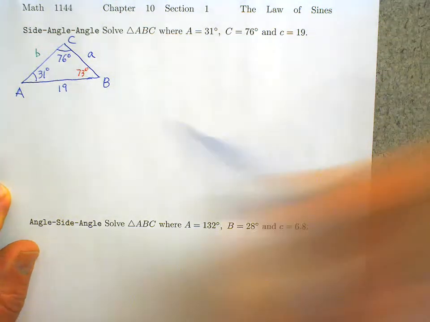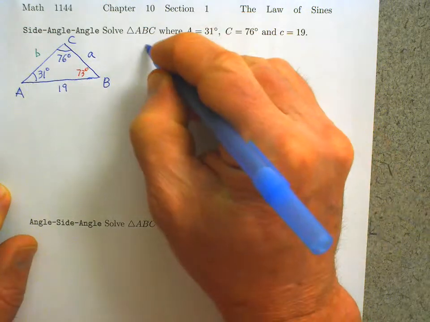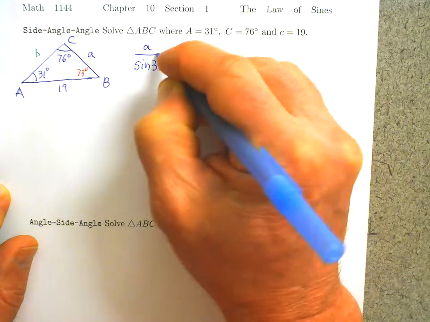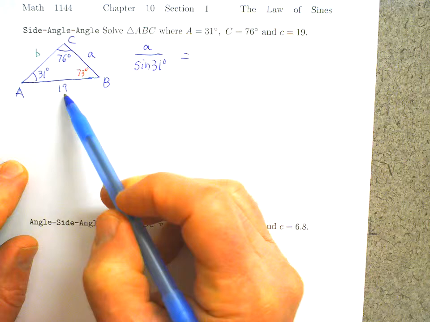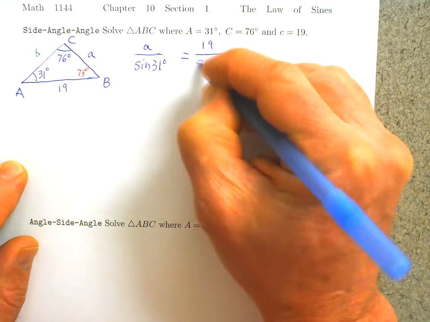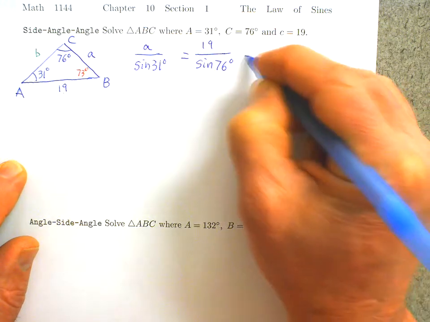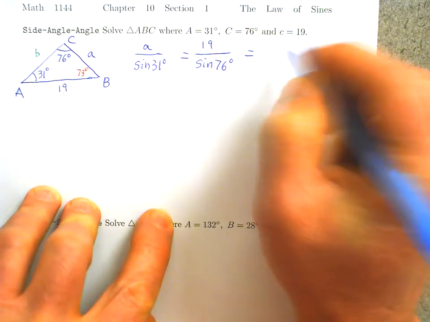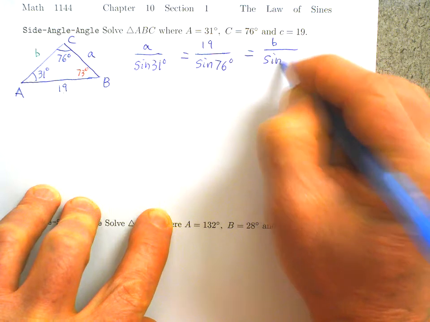Okay, so we can write lowercase a over sine of 31 degrees, and then that's equal to 19 over sine of 76 degrees. And since we know angle B, we can also write lowercase b over sine of 73 degrees.